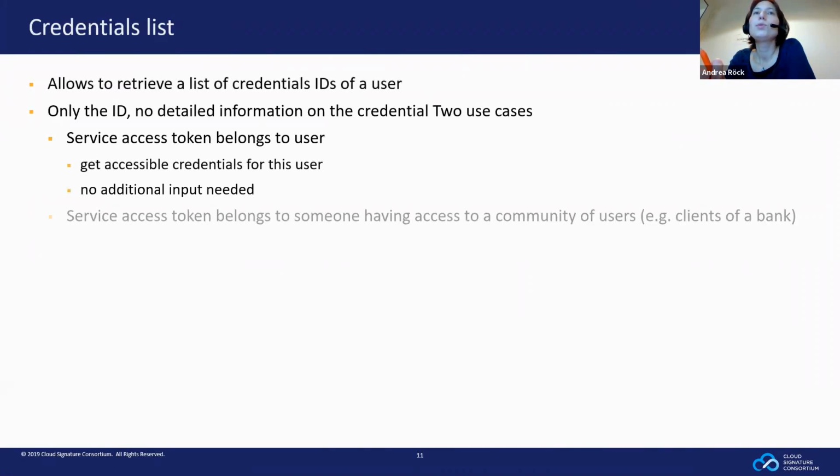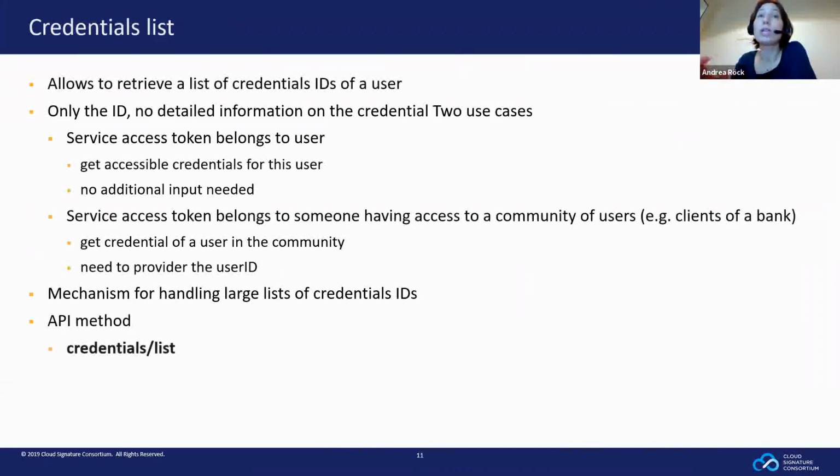Then we come to the credentials. So what is a credential? A credential is, we say, a key and a certificate together, more or less. So there's a method to get the list of credentials for a specific user. This only gives the credential ID. It does not give more information on that. It's really just a list of numbers or names or IDs. And there are two cases where this can be used.